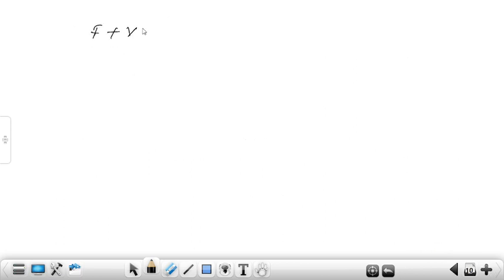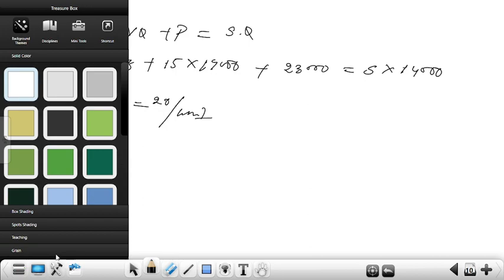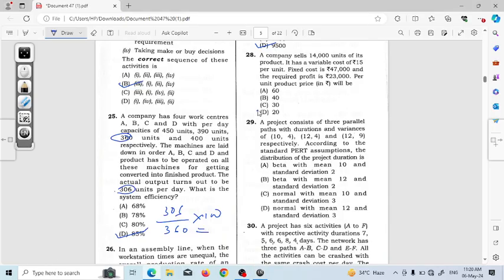The formula is fixed cost plus variable cost per unit into quantity plus profit equals total sale price per unit into quantity. Given fixed cost is 47,000, variable cost is 15 rupees, and profit given is 23,000, equal to the total sale we have to calculate, and the quantity is 14,000. So the selling price will be 20 rupees per unit. Option D is the correct answer.